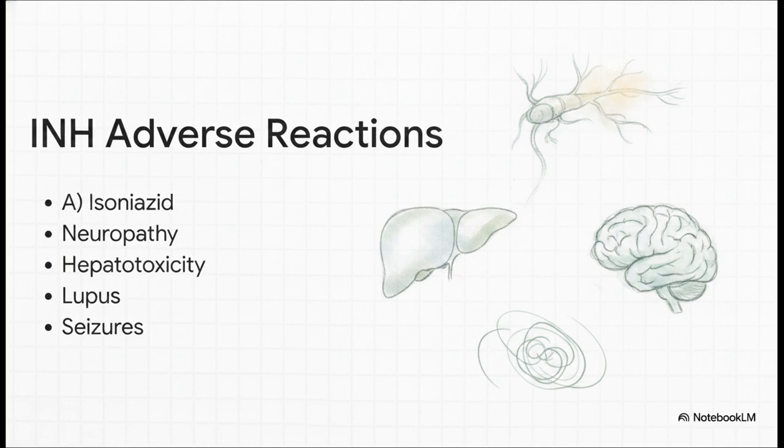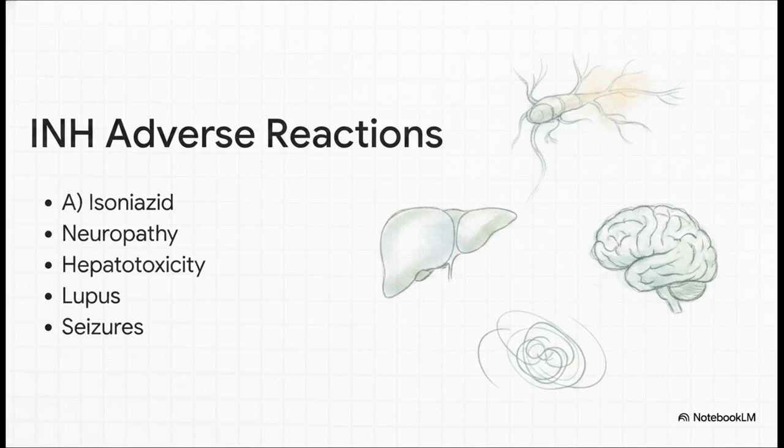Question 12. Which of the following antitubercular drugs causes peripheral neuropathy? A. Isoniazid, B. rifampin, C. pyrazinamide, D. ethambutol, or E. streptomycin? The correct answer here is A. Isoniazid. Why? Because isoniazid actually promotes the excretion of pyridoxine, that's vitamin B6, and that can lead to a deficiency that manifests clinically as a really painful peripheral neuropathy.